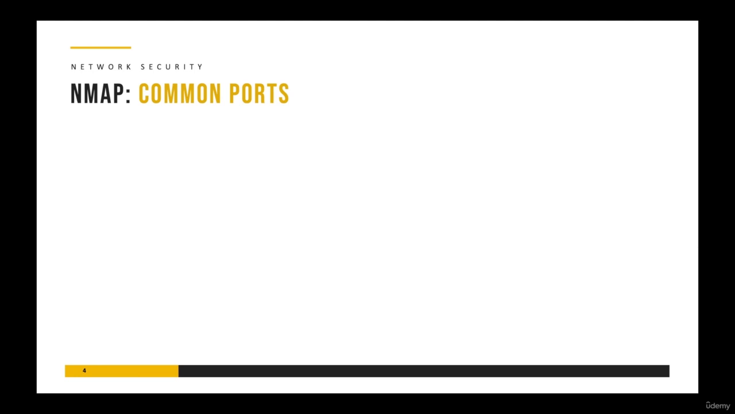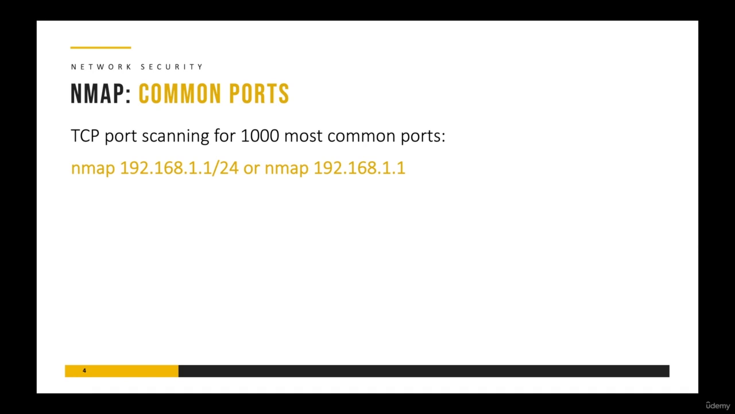So let's have a look at some of the commands used for port scanning. First of all, we'll see how we can scan 1000 common TCP ports. The command used is nmap, and then you can either specify a range of IP addresses using the mask. For example, 192.168.1.1 and then the mask 24. So all of this range of IP addresses would be scanned. Alternately, you can specify a single IP address, in which case the 1000 ports would be scanned for this system only, whereas in this case, the common 1000 ports would be scanned for this range of IP addresses.